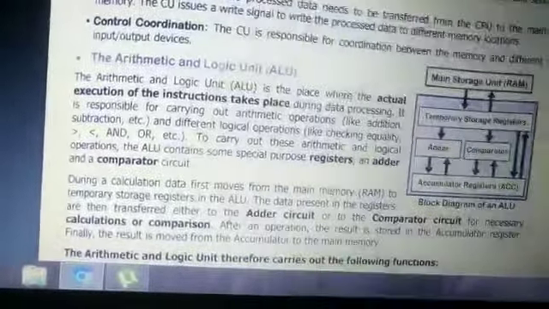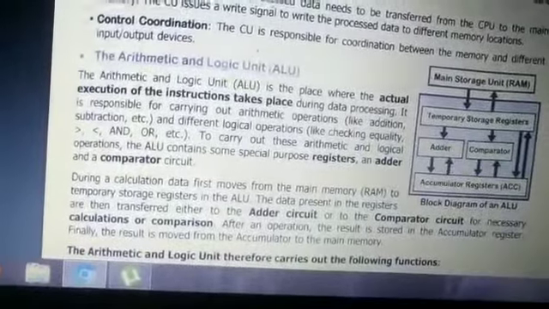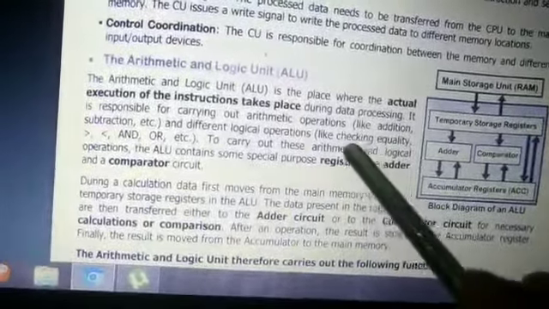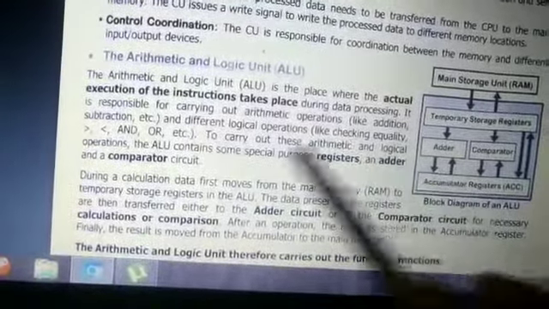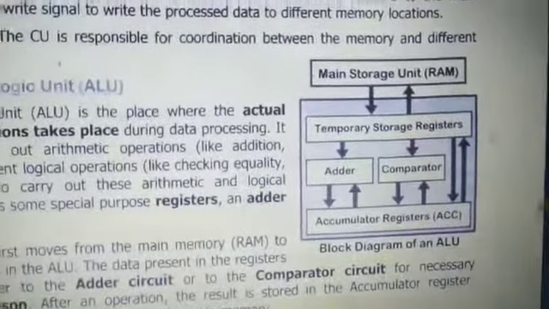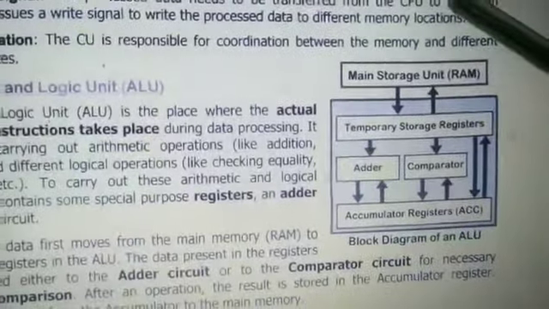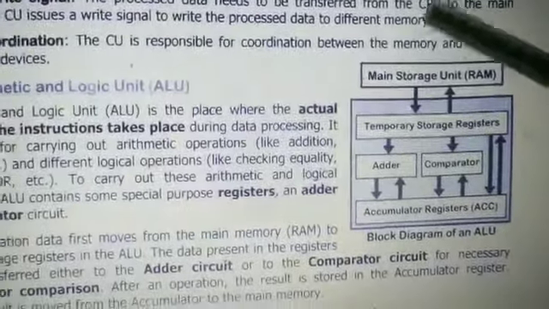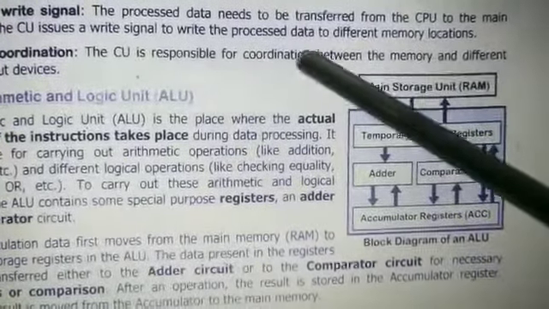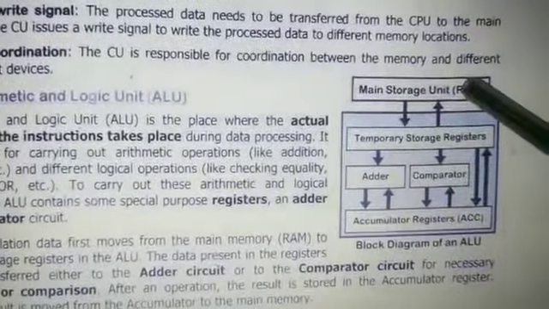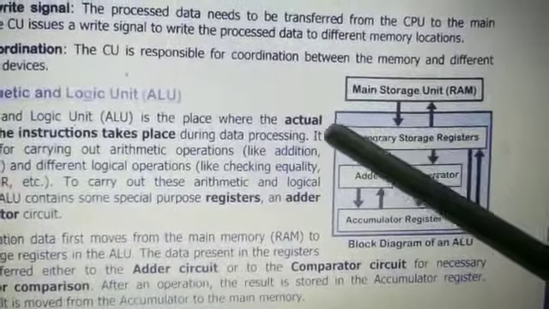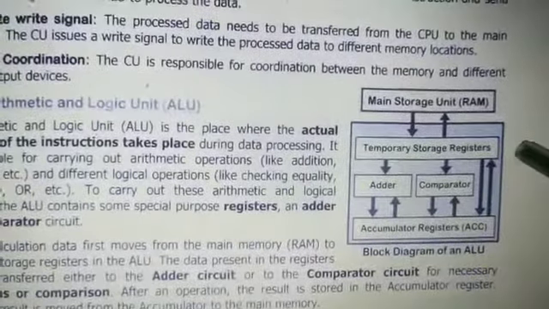To carry out this arithmetic and logic, we require some components. The components are register, adder and the comparator. Just look at the block diagram over here. First, the data moves from the main memory to the temporary registers of the ALU, because whatever instruction is given by the user is stored in the main memory. From the main memory, we bring the instructions to the temporary storage of the ALU.